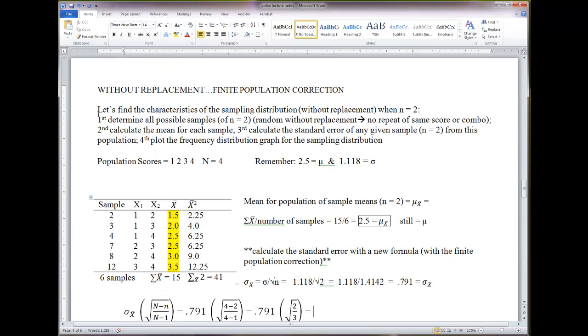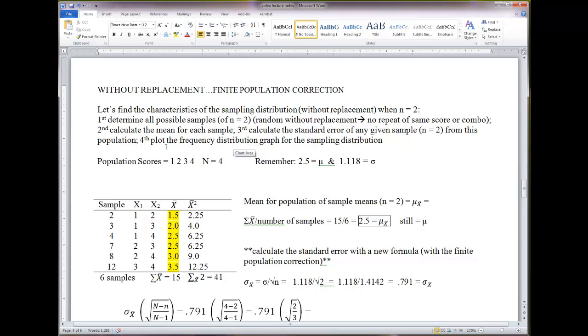Okay, anyway, so when we don't assume replacement, then we don't have repeats. So if you remember before, where we were able to have one sample that was 1 and 1, and another sample that was 2 and 2, you won't have that when it's without replacement. So this is the same population that we used for the first example that we did in class, only now it's without replacement. So you can compare the two if you'd like to see the difference.